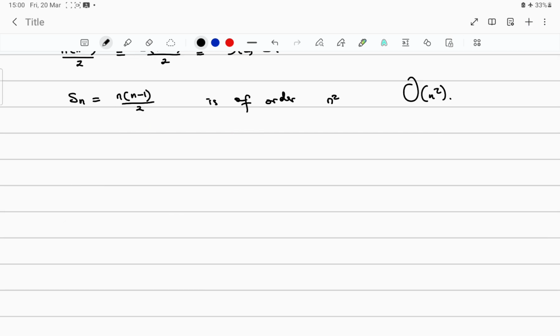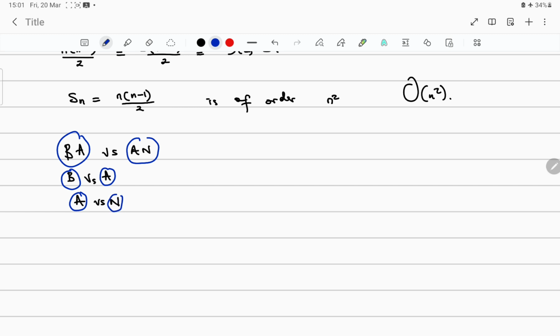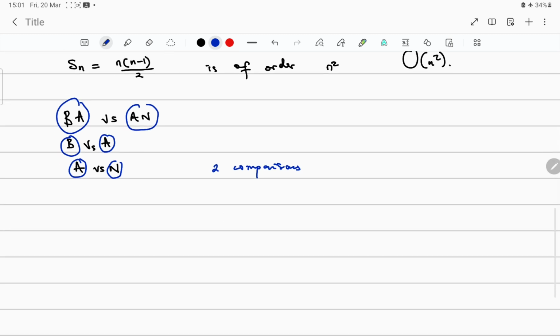But we are not done. Each comparison is not just one step. Our algorithm will compare BA versus AN, so B versus A and A versus N, which are two comparisons. Each comparison checks m characters.